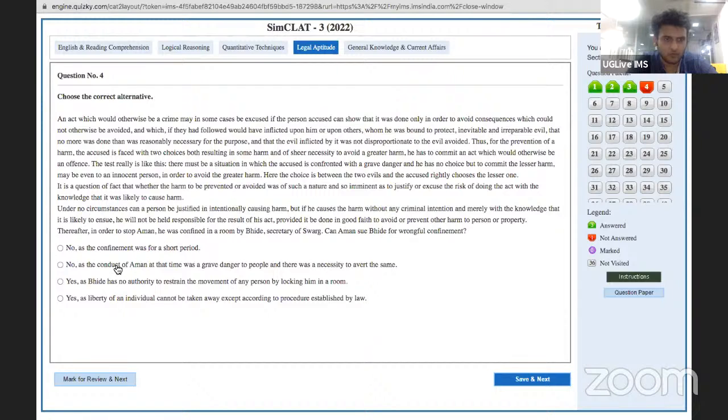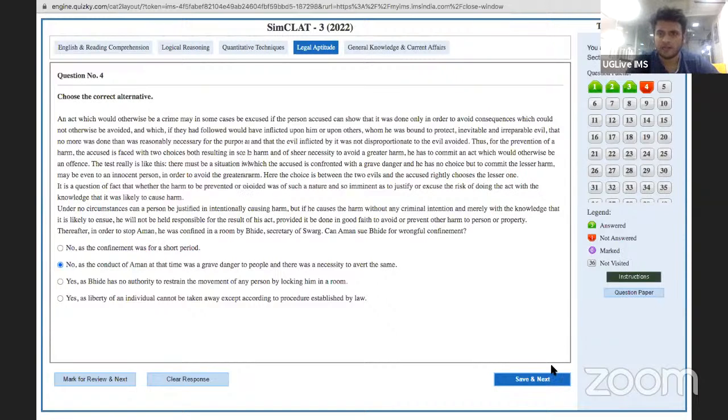Wrongful confinement. As conduct of, what do you think should be the answer? B मेरे को लग रहा है. Has no authority to restrain the movement of any person by locking him in a room. Movement of any person is something which is pretty, yeah. So I think it should be B. हाँ जी मेरे को B ही लग रहा है, ठीक है.